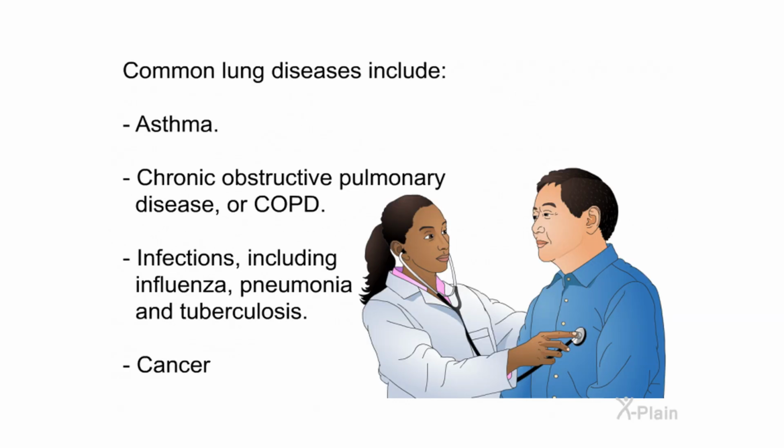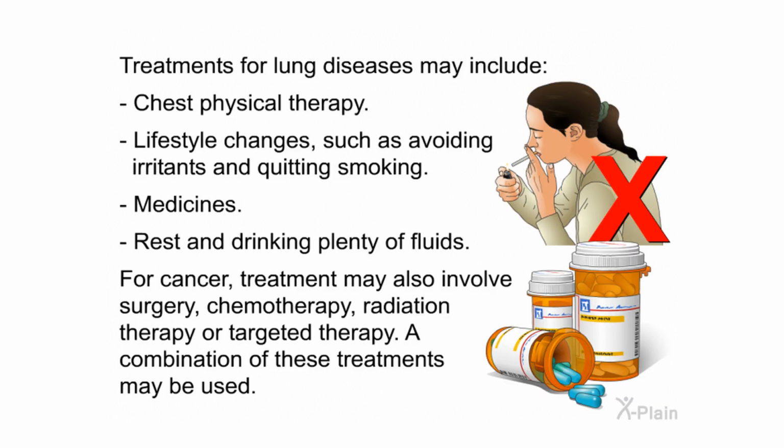Common lung diseases include asthma, chronic obstructive pulmonary disease or COPD, infections including influenza, pneumonia, and tuberculosis, cancer. Treatments for lung diseases may include chest physical therapy, lifestyle changes such as avoiding irritants and quitting smoking, medicines, rest and drinking plenty of fluids. For cancer, treatment may also involve surgery, chemotherapy, radiation therapy, or targeted therapy. A combination of these treatments may be used.